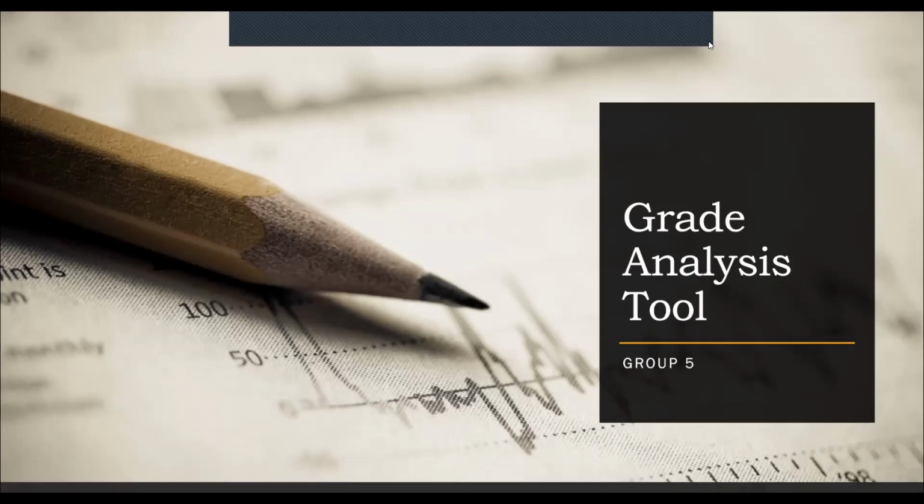This is Group 5 for ACIT 3495, Set B, and this is our grade analysis tool.